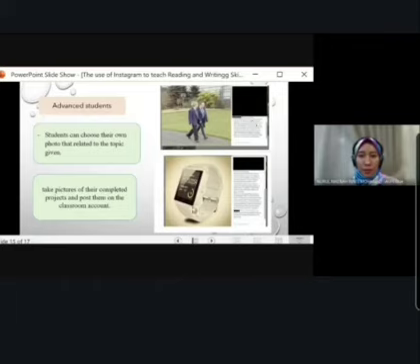This is an example of students' work. The first one, as you can see here, is a picture of a student walking with his friends at the school compound, and this is the paragraph that describes the picture. The second picture is a smartwatch. It might be a gift from the teacher. For this task, students need to choose their own photos related to the topic given. Once they have completed their work, teachers can post this task on the classroom account.